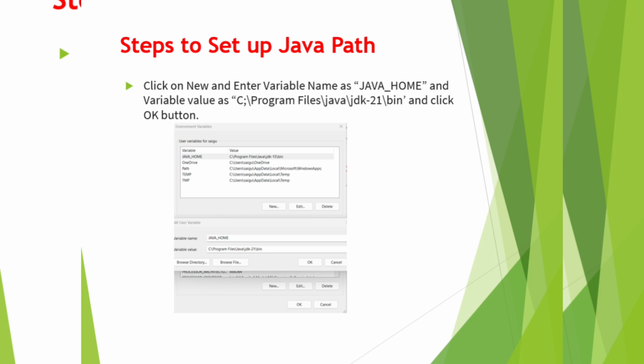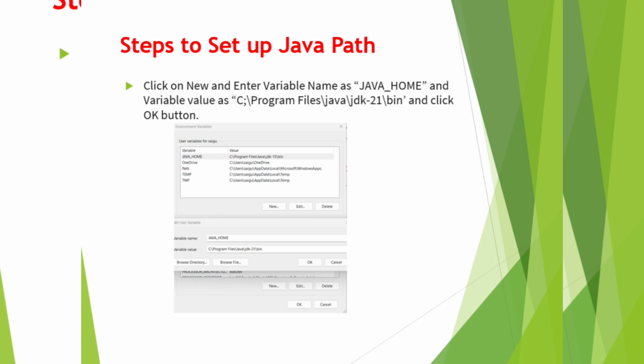Now after the new button, for variable name you have to enter JAVA_HOME in caps, and for the value you have to write the full path of the C drive, Program Files, Java, JDK, bin, and click OK.